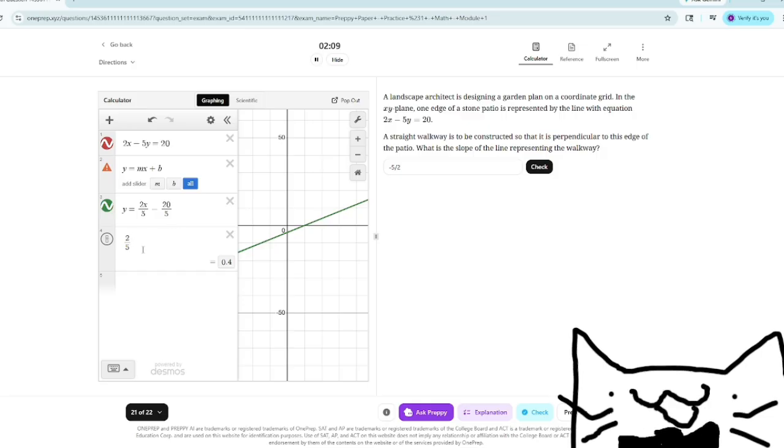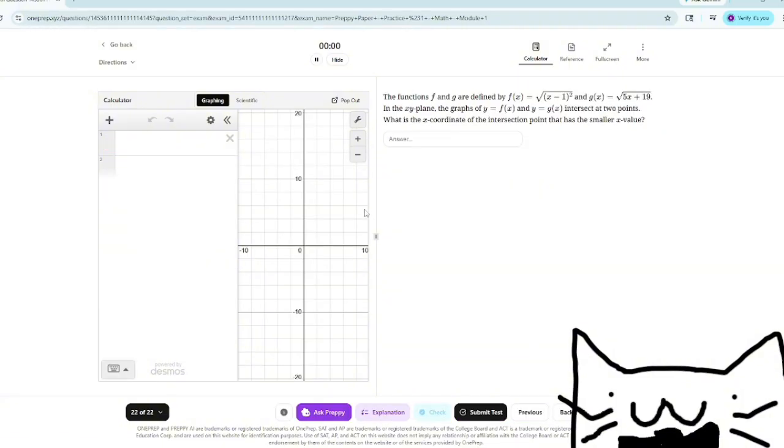Perpendicular means you flip it over, the reciprocal, and it's like the complete opposite. So if it was 2, the answer would be negative 1 over 2. But in this scenario, it's negative 5 over 2, which is your answer.